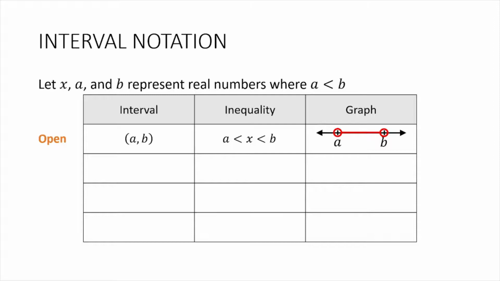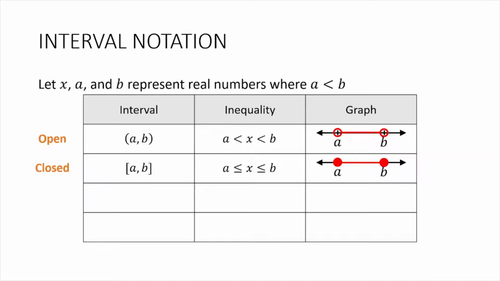Okay, so let's say x can be any real number between a and b, including this time a and b. So from a, including a, going to b, including b, and all those real numbers in between. Interval notation is a to b still, but this time including both a and b, and this is what we call a closed interval.